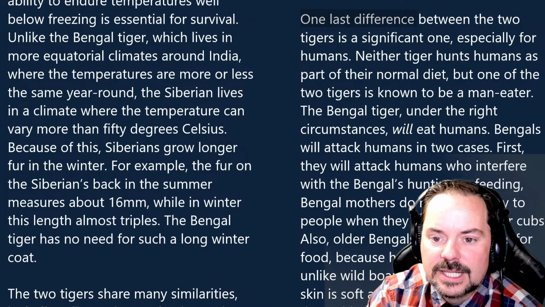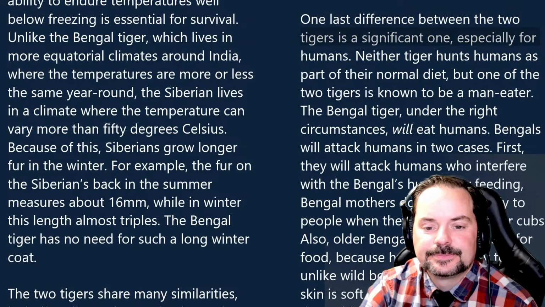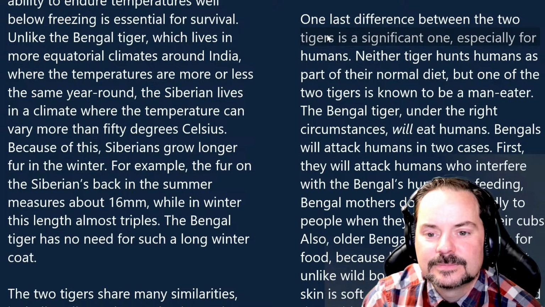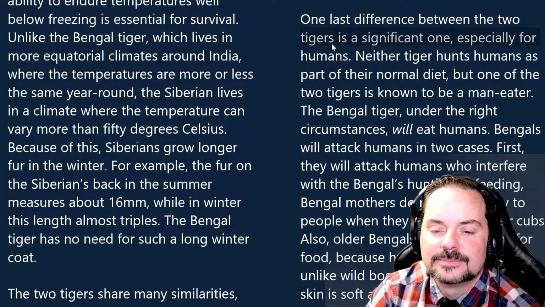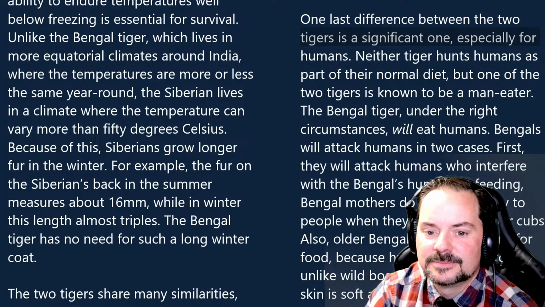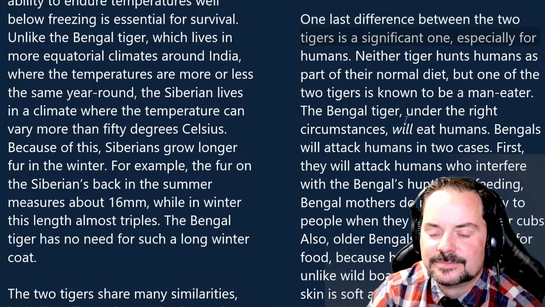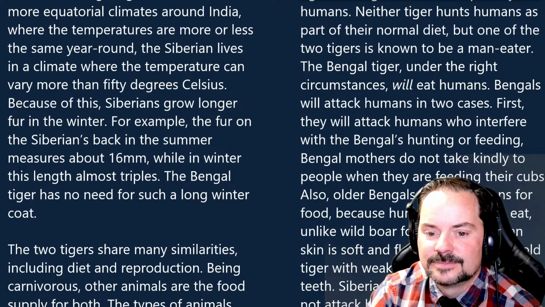One last difference between the two tigers is a significant one, especially for humans. Neither tiger hunts humans as part of the normal diet, but one of the two tigers is known to be a man-eater. The Bengal tiger, under the right circumstances, will eat humans.